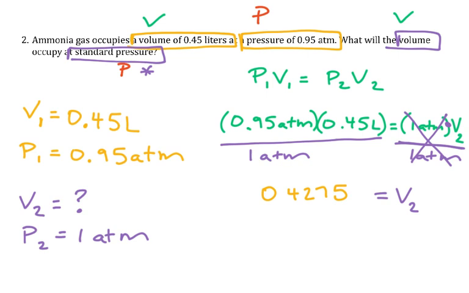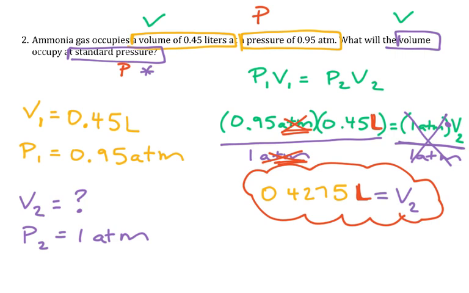0.4275. When we look at this, we have units of atm. Those are going to cancel out. And so that's what shows me that that unit of liters is what's left, which corresponds with what I'm looking for, which is a unit for volume. So volume 2 was 0.4275 liters. If you wanted to round, you could say 0.43 liters.